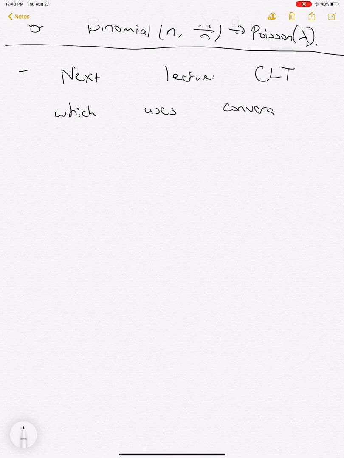So the next lecture will be the CLT, which uses this notion of convergence in distribution. Okay, so today we've covered convergence in probability and the law of large numbers, and in the next lecture we'll finish off this whole subject of convergence of random variables by discussing the central limit theorem and how we can use that.